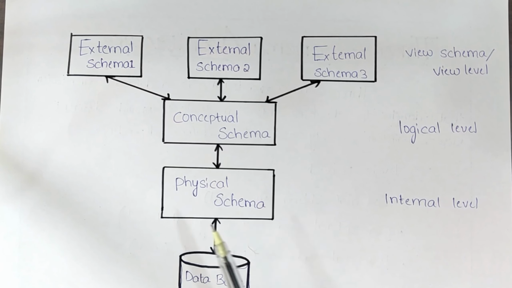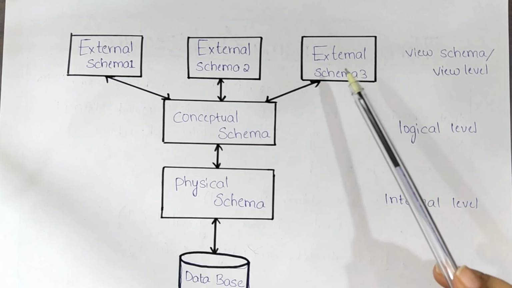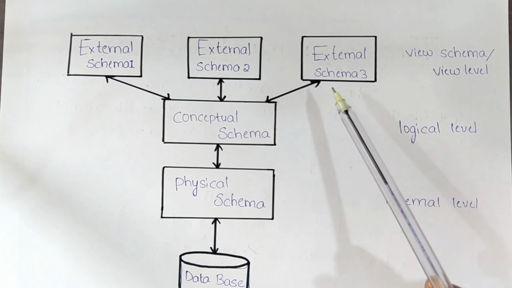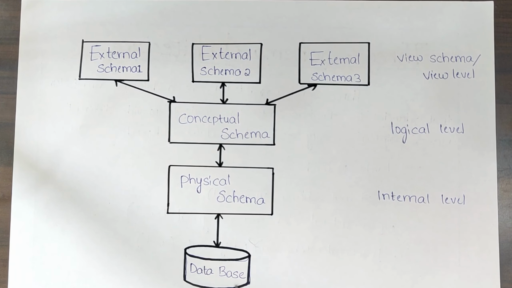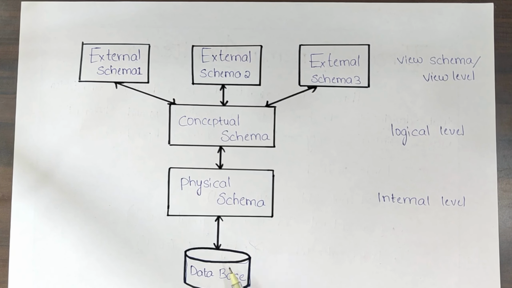In this schema, no external users directly connect with the physical schema. They need to connect using the external schema, then external schema to conceptual, and then to physical itself. No direct connection in between. Here finally we have a database, hard disk or a database. At the bottom, the actual database where all the records are stored.